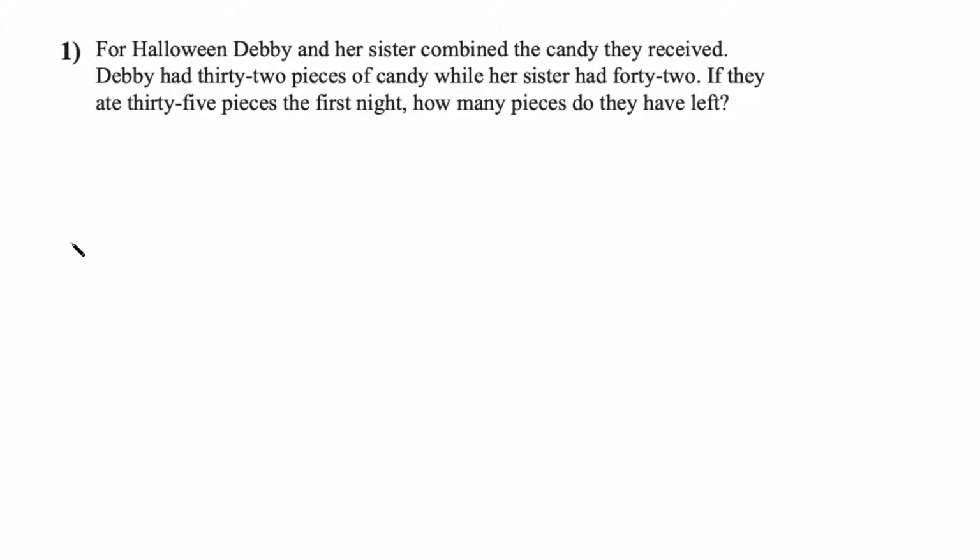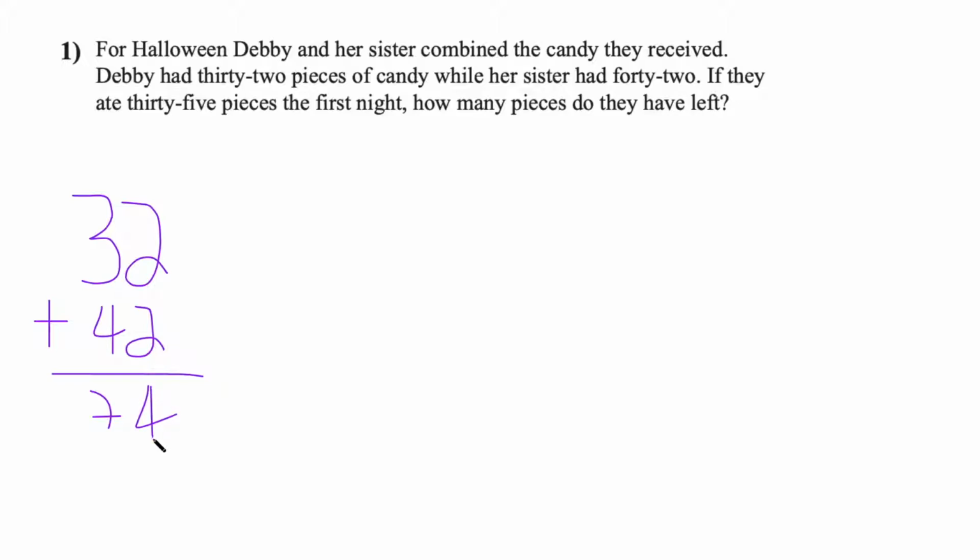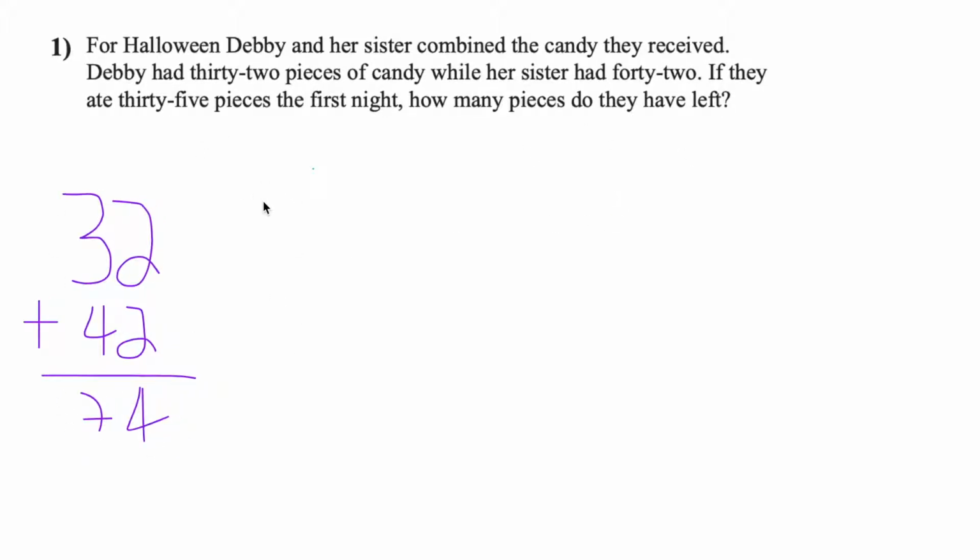So Debbie had 32 pieces of candy while her sister had 42. So since they're combining them, we know we have to add. So we're going to do 32 plus 42 equals, we know that equals 74. So their combined total is 74 pieces of candy. So that's the first step of the problem.